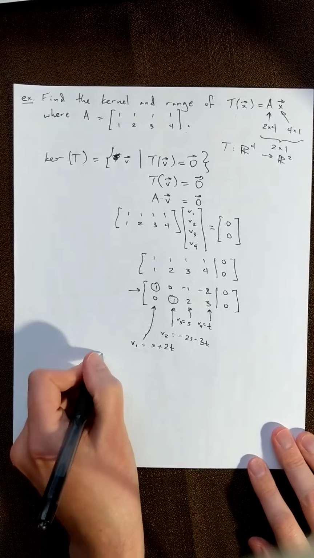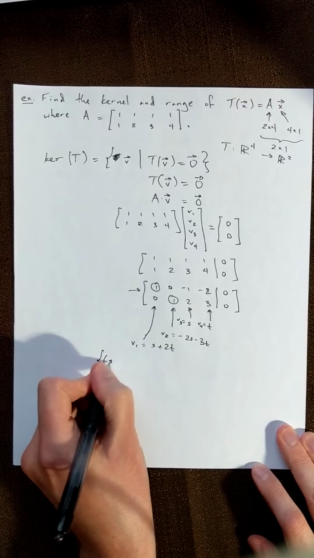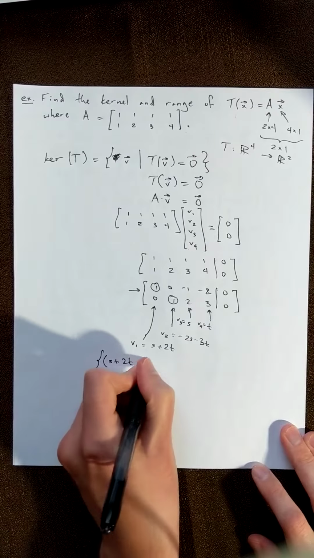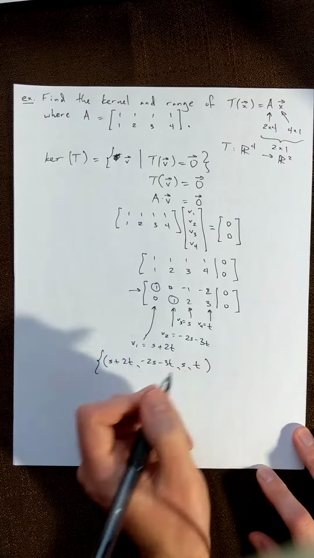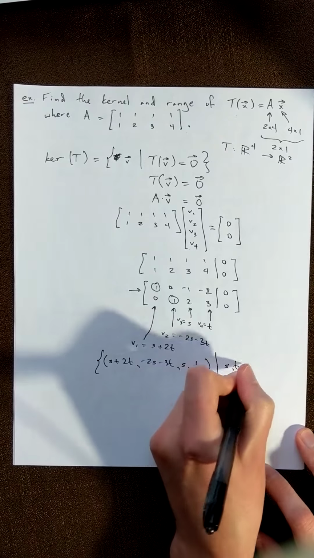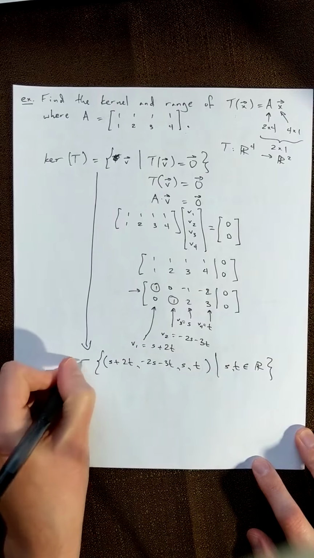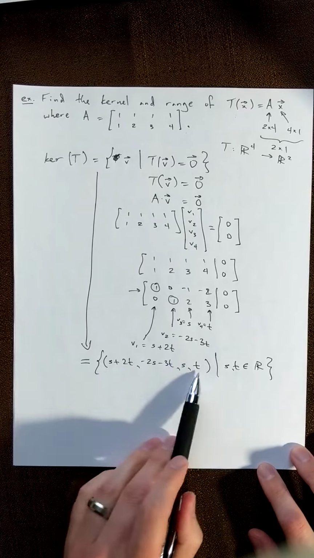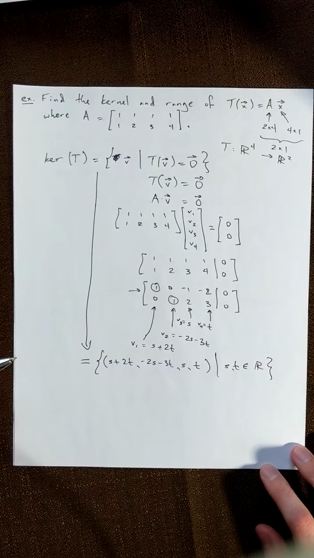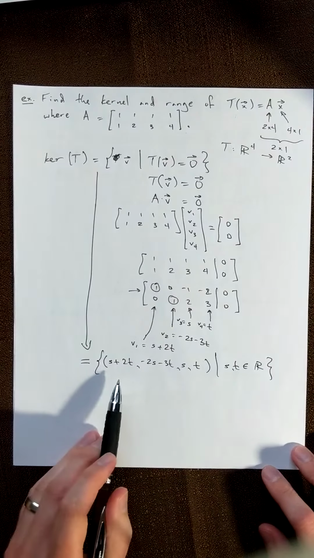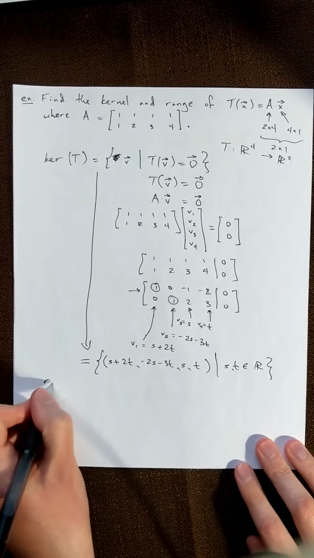And so our kernel is a set of all vectors v that look like s plus 2t, comma, minus 2s minus 3t, comma, s, comma, t. That's the set of what vectors v would have to look like in order to have T of v be 0. And again, we could find a basis for this if we wanted to, just separate the s and the t bits apart.